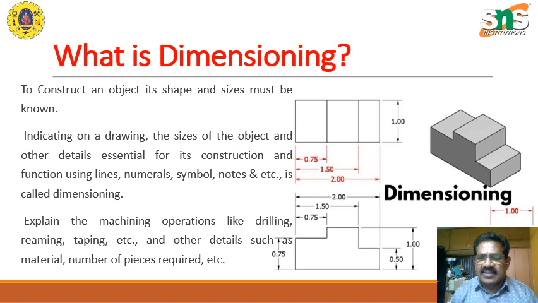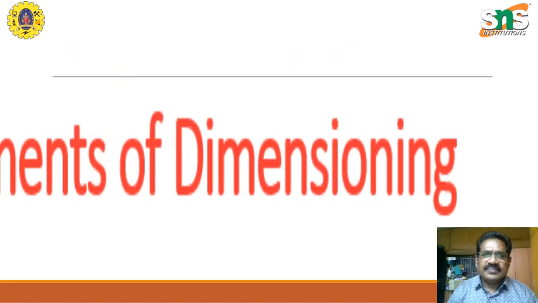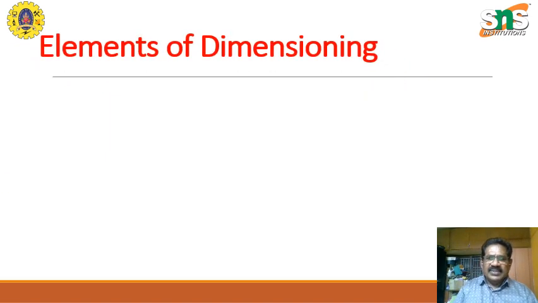To read the size of a feature in a drawing, we use dimensions. Indicating on a drawing the sizes of the objects and other essential details like numerals, symbols, notes, etc. is called dimensioning. Now we can even use it for manufacturing purposes, where in order to manufacture the particular part, we have to have the dimension drawing. Now, what are the elements of dimensioning?